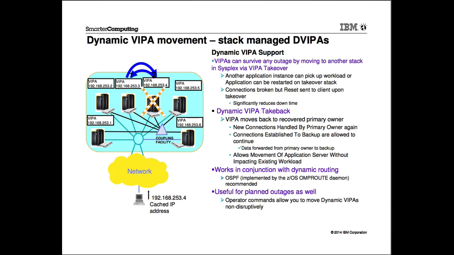recommended. Also, dynamic VIPAs are useful for planned changes. In this picture here, the .4 address might have gone down because you took down the server to upgrade it. And once again, that's transparent to clients. They don't care because the workload moves, the dynamic VIPA moves, the work keeps going.